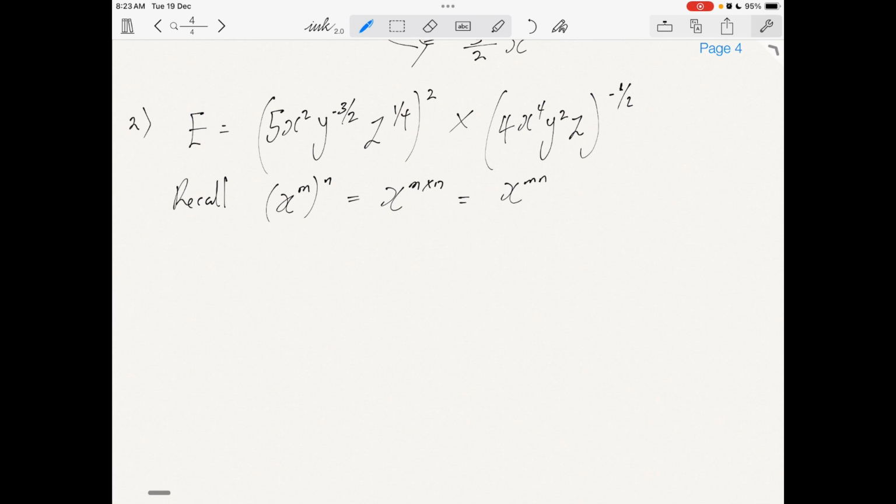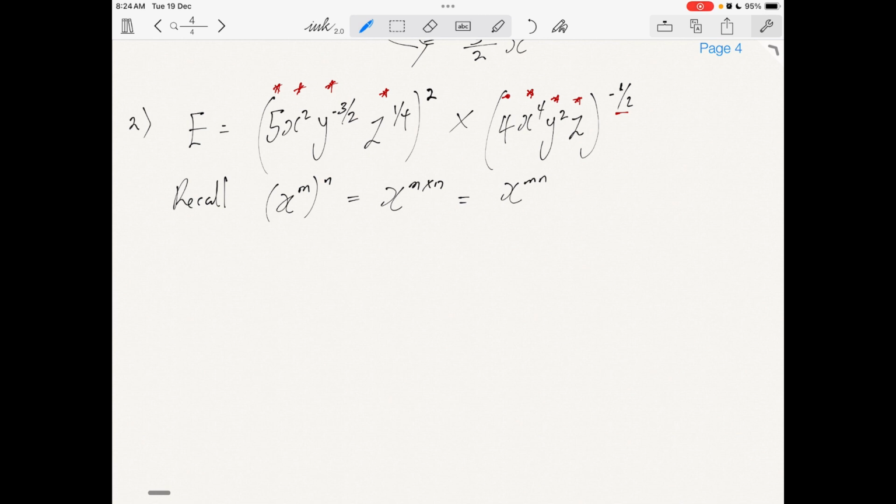So this power of 2 here will multiply individual powers, right? So it will multiply z raised to power 1 over 4. Here it will multiply y raised to power minus 3 over 2, x raised to power 2, and even 5. The same thing happens here. The minus 1 over 2 multiplies z, y squared, x raised to power 4, and even 4.